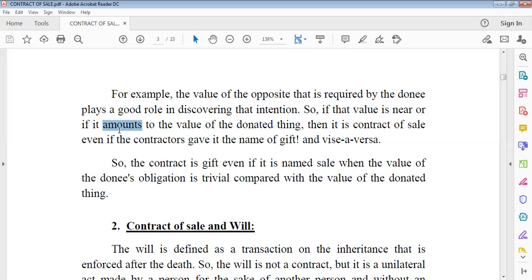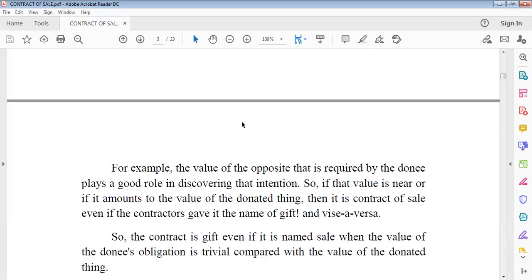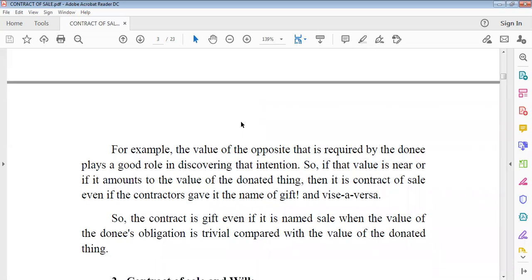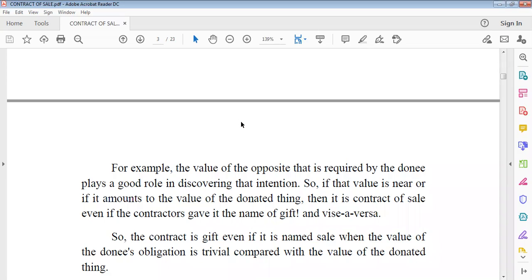So the value of the opposite thing that is required by the donee will make the judge discover if there is the intention to donate or whether it is found or not found. That's why we say that when there is an opposite in the contract of gift, we have to look to the value of that opposite, okay?